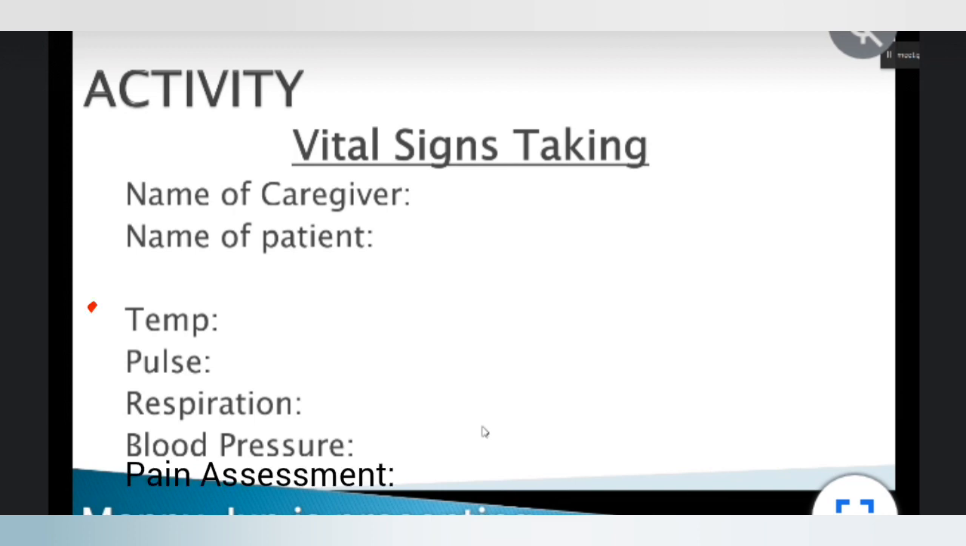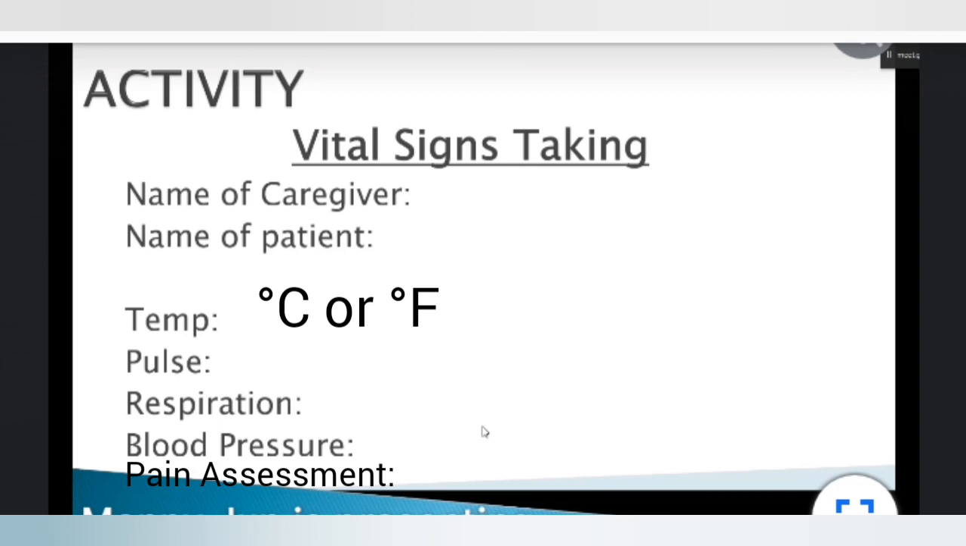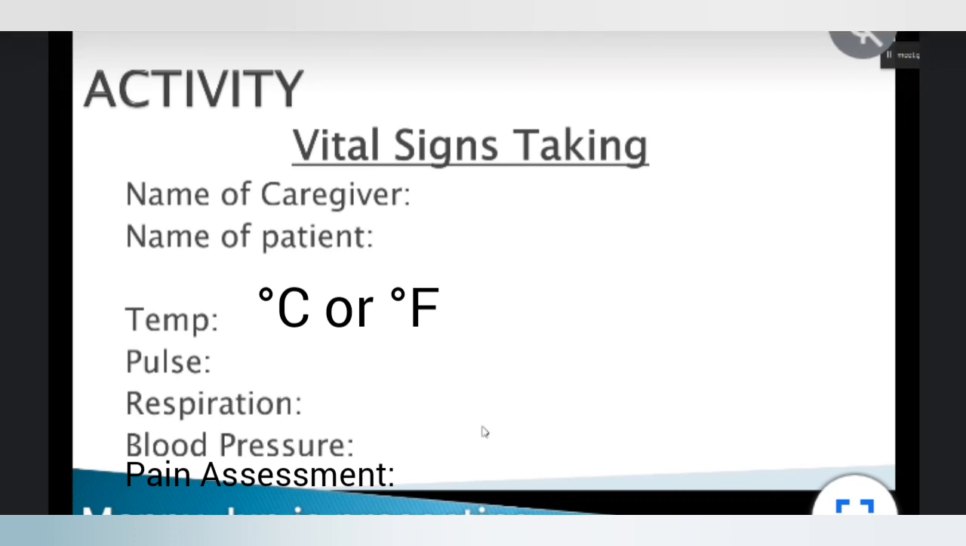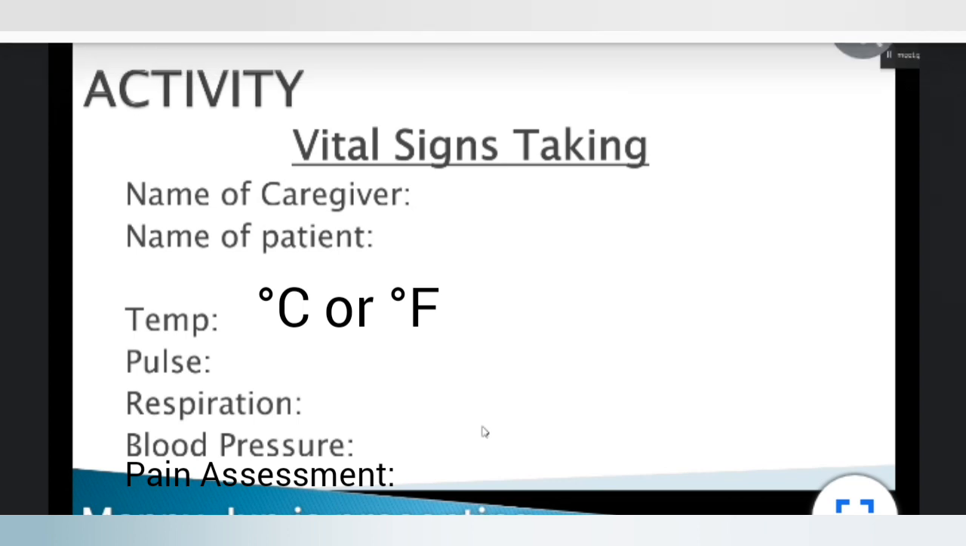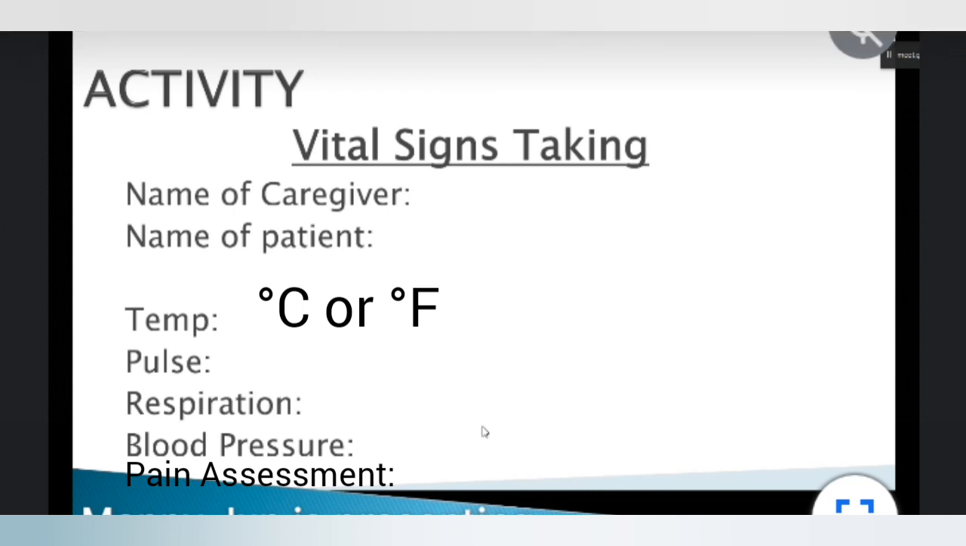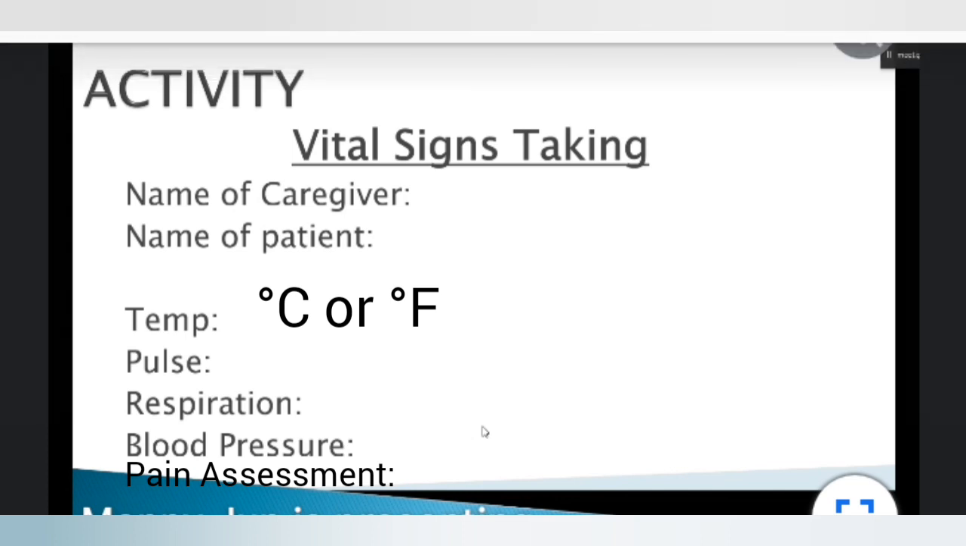For the first one, body temperature, you will have to check if it is 36.5 to 37.7 degrees Celsius, which is normal. If ever you get 36.6, then you will say, your body temperature, sir, is 36.6 degrees Celsius. Degrees Celsius is what we use in measuring body temperature. If you get 37.8 degrees Celsius, then you have a fever. There is also Fahrenheit, where 96.8 to 98.6 is the normal range. That is for body temperature.